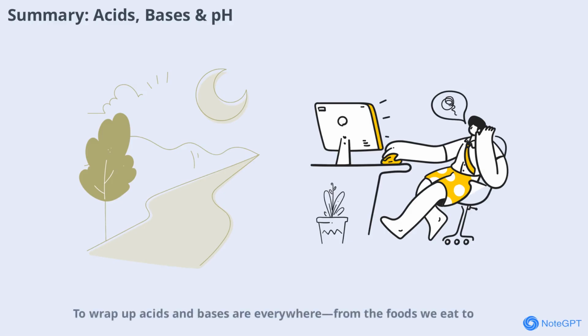Wrap up: acids and bases are everywhere, from the foods we eat to the products we use and the environment we live in. The pH scale helps us understand their properties and how they interact. By recognizing acids and bases in our daily lives, we can make better choices for our health, home, and planet. Chemistry isn't just a subject in school, it's a part of everything we do.